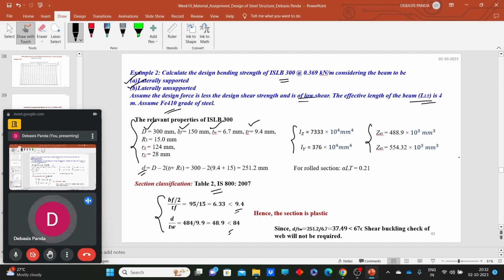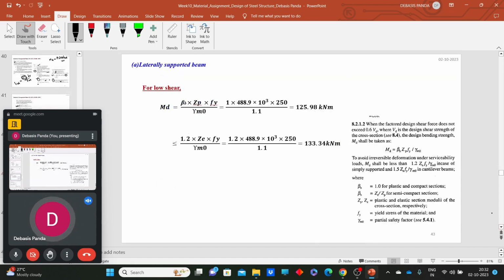Just as we have seen when we calculated the design strength of laterally supported beams, the section is a plastic section. Now accordingly we need to calculate the design bending strength for a plastic section. First, for laterally supported beams, clause 8.2.1.2, and the section is plastic. Secondly, for low shear, the question says that you need to calculate the values considering the low shear condition. Now put all these values in, and you can find the value of design bending strength.